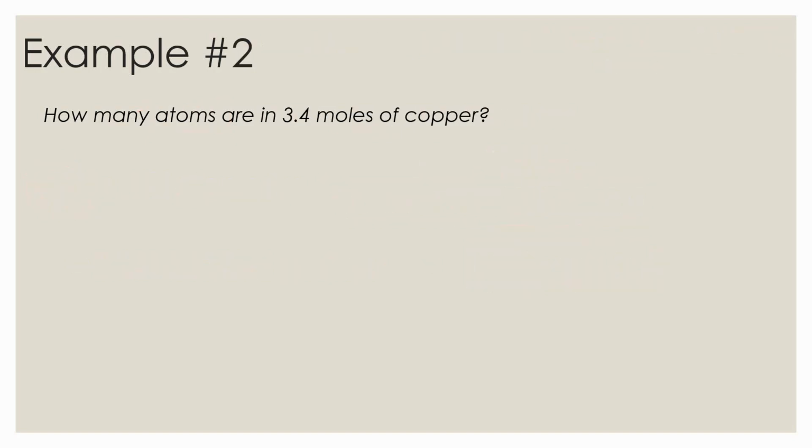Number 2. This time we're going the other direction. We start with moles, we are ending with atoms. So step number 1, start with what you know. 3.4 moles of copper. Step number 2, times a fraction. Step number 3, what goes up, in this case moles of copper, must come down.